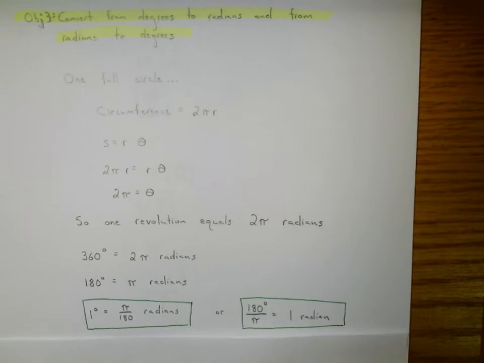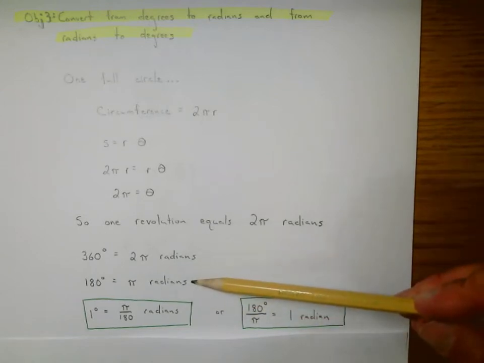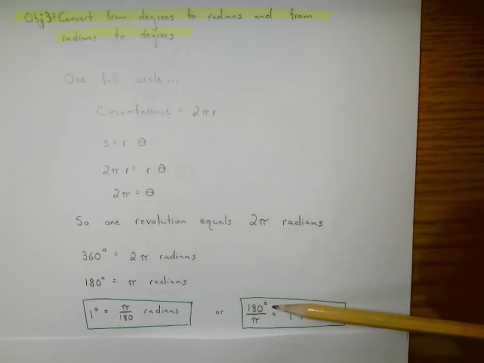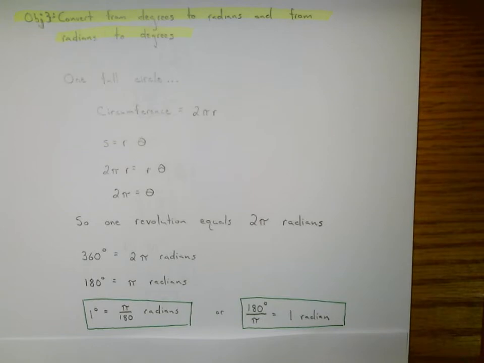These are really important, so I've highlighted them for you. Okay? Dividing both sides of this equation by 180 tells me that 1 degree is equivalent to pi over 180 radians. If instead I divided both sides of this equation by pi, then 180 degrees over pi equals 1 radian. Go ahead and pause the video here, record this information so we can convert between degrees and radians.